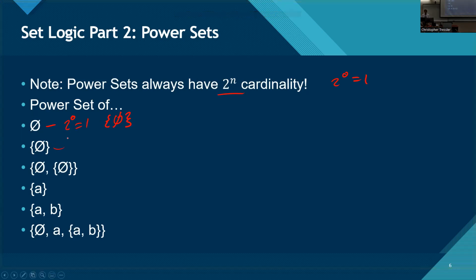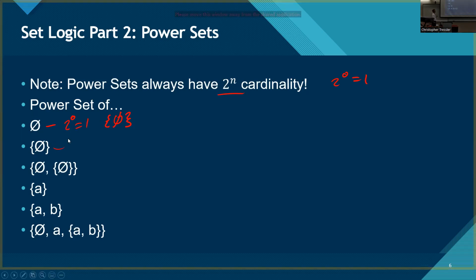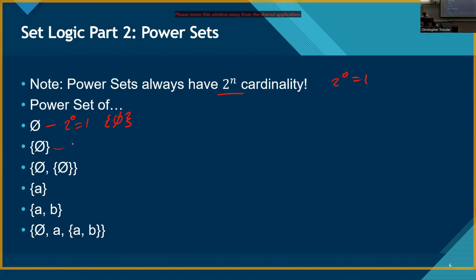We have the set with the empty set, right? Now, the set with the empty set, how many members do we have in this set? 1. So if we have 2 to the 1, that's equal to 2. So we're going to have 2 members in this power set. Now, what do you guys think is the first thing? Yeah, the null set. And what's the second thing? Well, it's the member in the set, right? Which is the set that includes the null set. There you go. So that's our answer for that one.